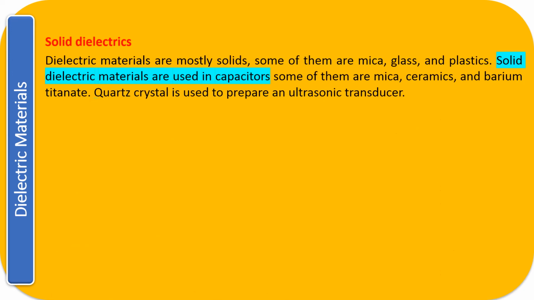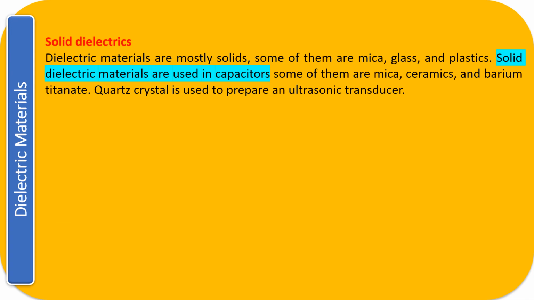Now solid dielectrics first. Dielectric materials are mostly solids. Some of them are mica, as I have shown you in the previous slide, glass, plastics. Solid dielectric materials are used in capacitors, so most of them are used in capacitors. Some of them are mica, ceramics, barium titanate, and quartz crystal, which is used to prepare ultrasonic transducers. So you should remember these are the applications of solid dielectrics.